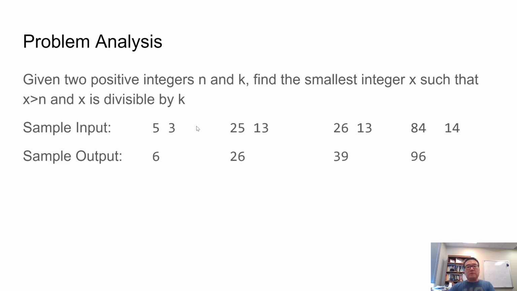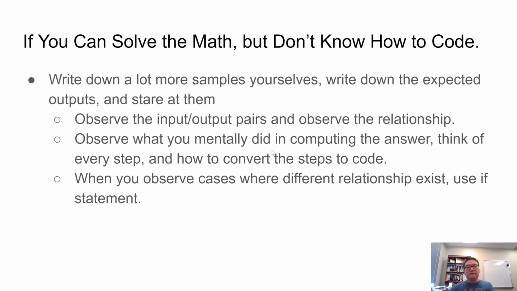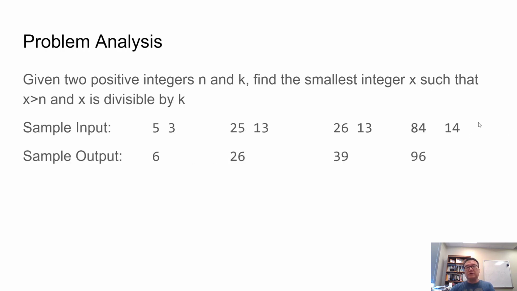So when I asked my beta tester for the course material to do this problem, what I found out is that he's able to do the math. If I give him any pair of numbers, then he can come up with a solution. However, converting what he mentally did to code turns out to be challenging. So I have some advice for this situation. If this also occurs to you, then what I suggest is you write down a lot more samples. Basically, you just come up with numbers that you think are interesting, and a pair of numbers, and then you write out the result.